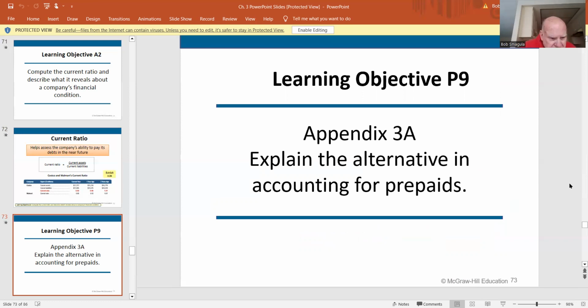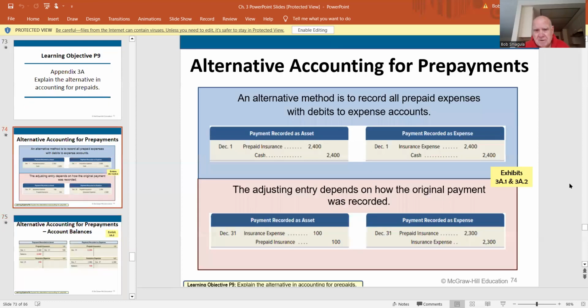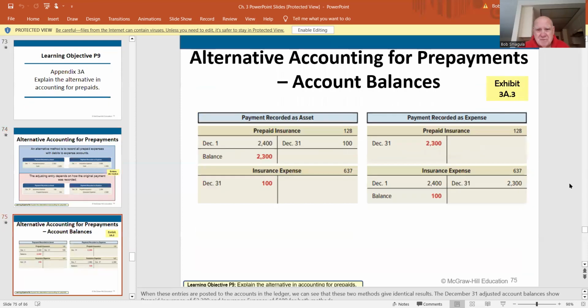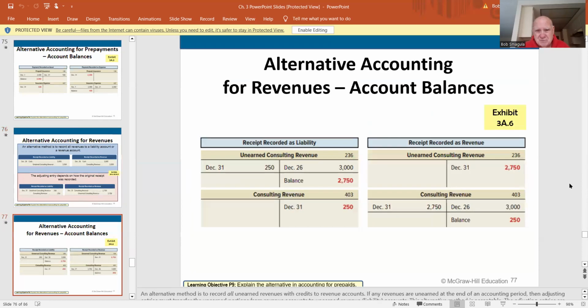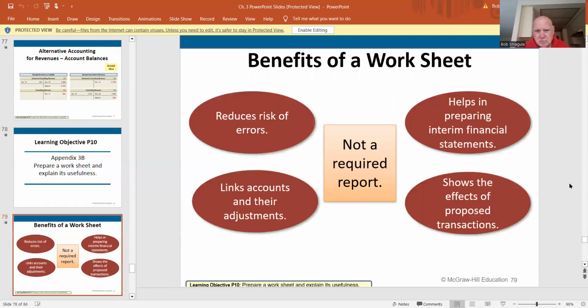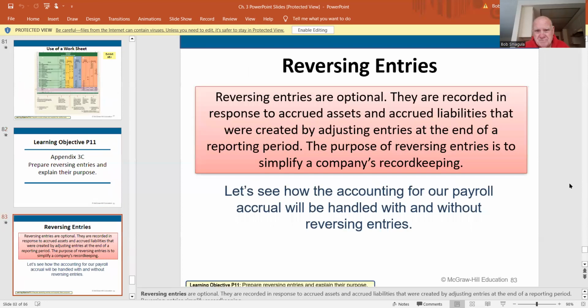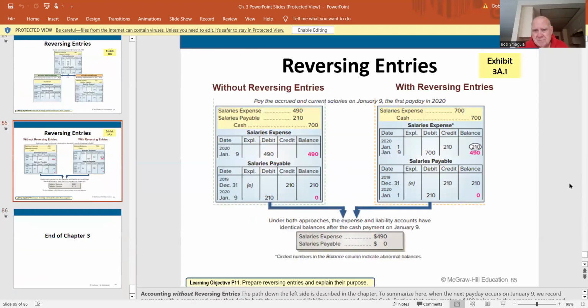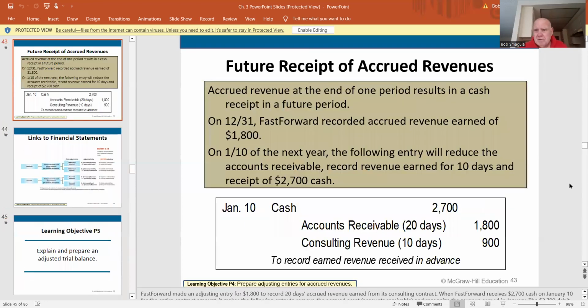I'm going to cut this off now and not go into the appendix, okay? If my boss, if Cornelia chastises me for not going into the appendix, I'll do another video and get it out to you guys, okay? When we get to the appendix, alternative method for prepaids, we don't teach that. The worksheet, we learn about the worksheet. The only thing worthwhile in there are the reversing entries, okay?